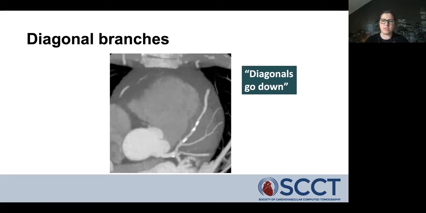So one of the radiologists that taught me cardiac anatomy many years ago now said that the way to remember these, if you're struggling, is that diagonals go down.